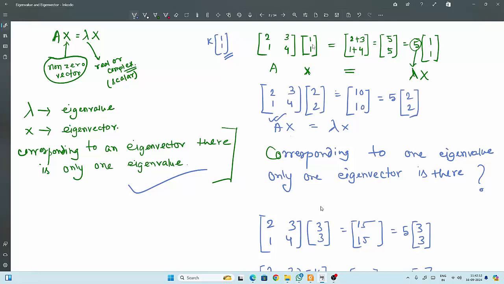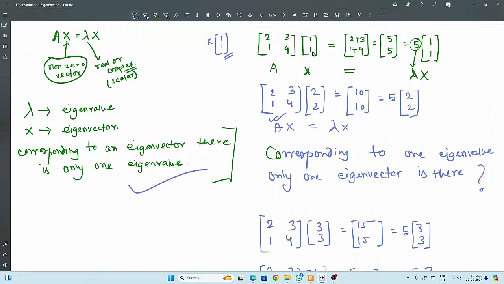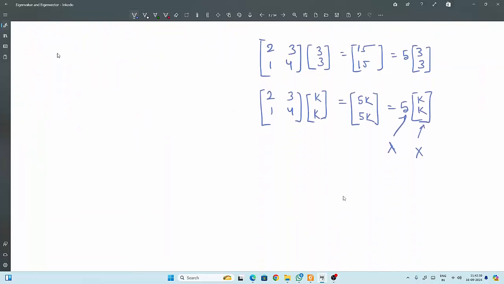So the eigenvector is nothing but the solution of this system of equations, because whatever I have written here is just a system of equations. What is the system of equations? You can follow from here. I have written Ax equal to lambda x. So the A matrix is 2, 3, 1, 4. The x matrix, I don't know what x is, so I have taken it as x1, x2. Lambda I also don't know, so I have taken lambda.